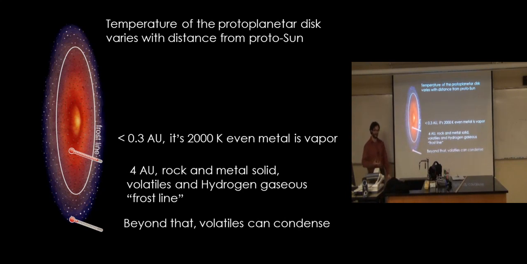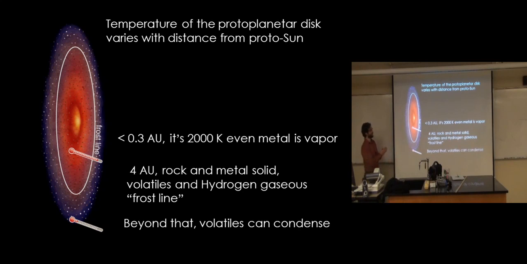And so now I actually have an explanation for the composition. If you're really close in, with a uniform distribution of metal, rock, and volatiles, the first things that are going to condense and form solid particles are going to be the metals, because the gases and the volatiles are not going to condense. They're too hot. As I go farther out, I'm more likely to get particles of rock and metal, and then as I go farther out still, there's this line called the frost line. Eventually I'll get volatiles and gases and rocks and metals.